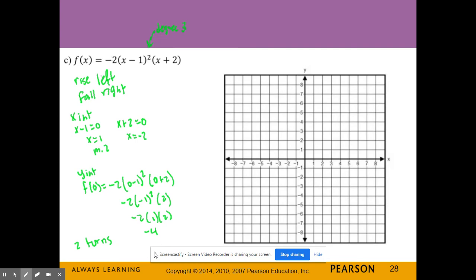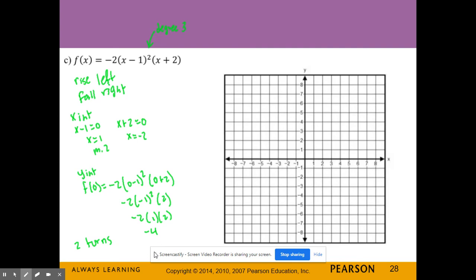So that means, based on the leading coefficient being negative, it rises to the left and it falls to the right. That's the category it will fall into. In terms of the x-intercepts, you just take the 2 factors, set them equal to 0. For x minus 1, you're going to get x equals 1. For x plus 2, you're going to get x equals negative 2. The y-intercept is where you substitute 0 in for x and solve, and you get negative 4. And there will be 2 turns based on this being degree 3.